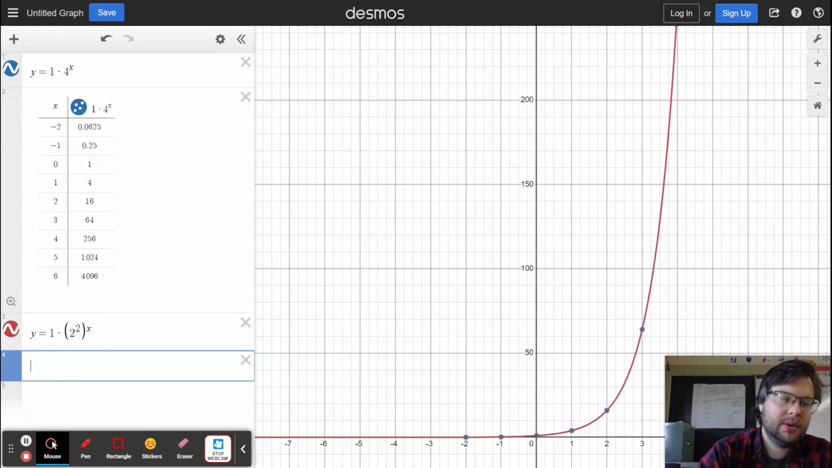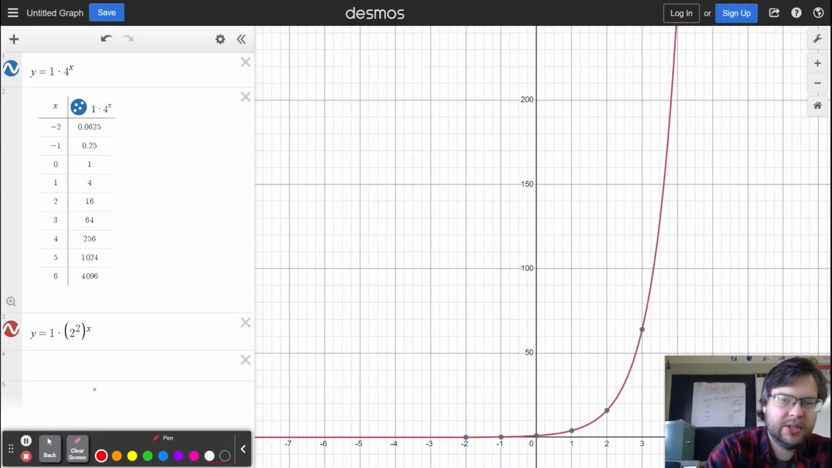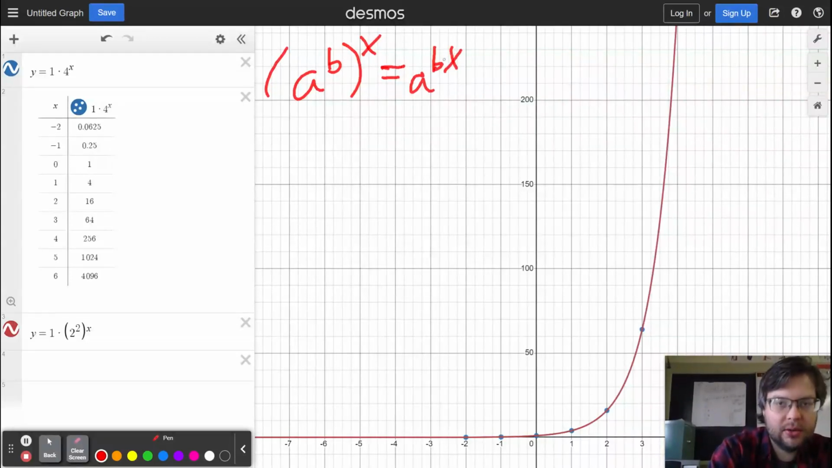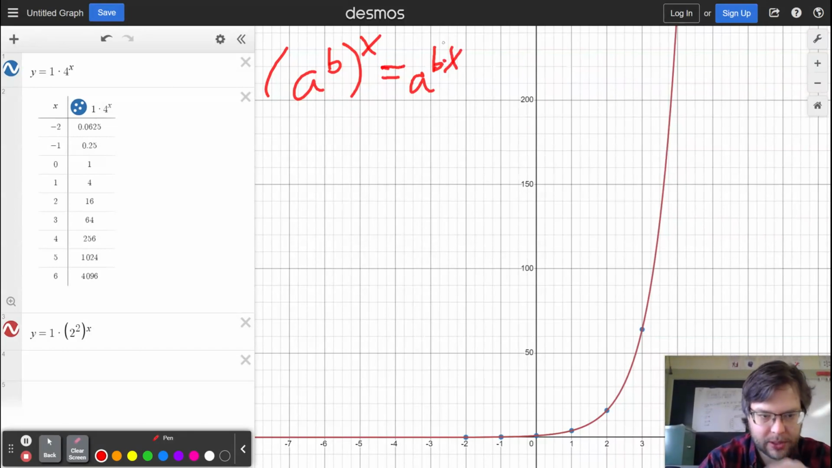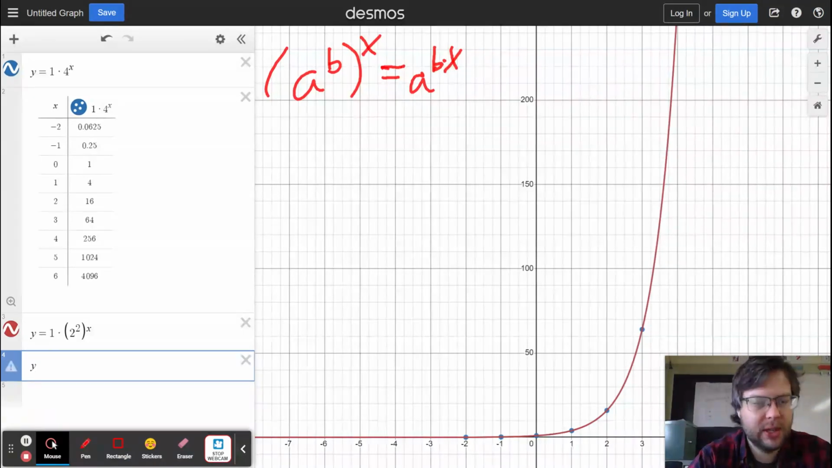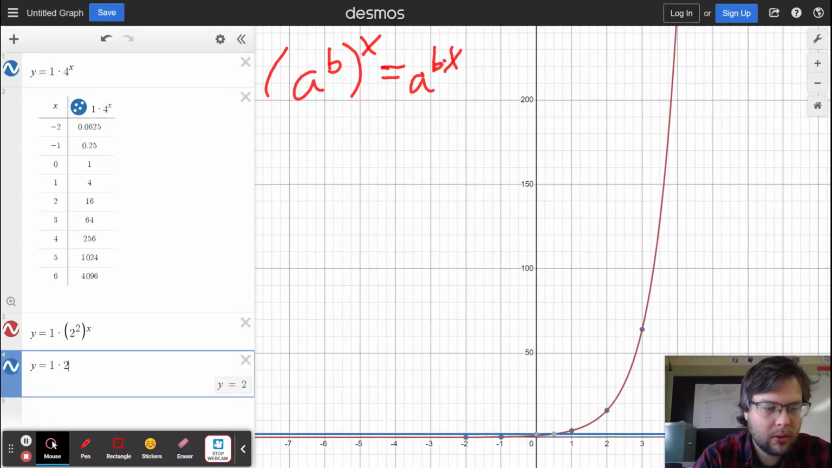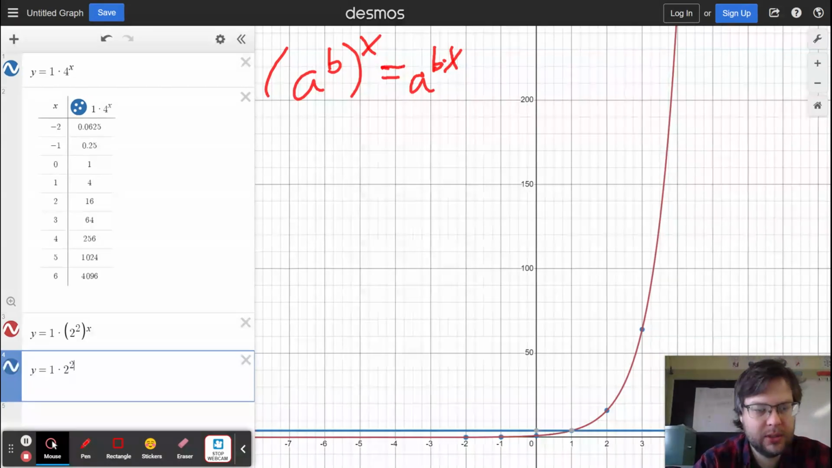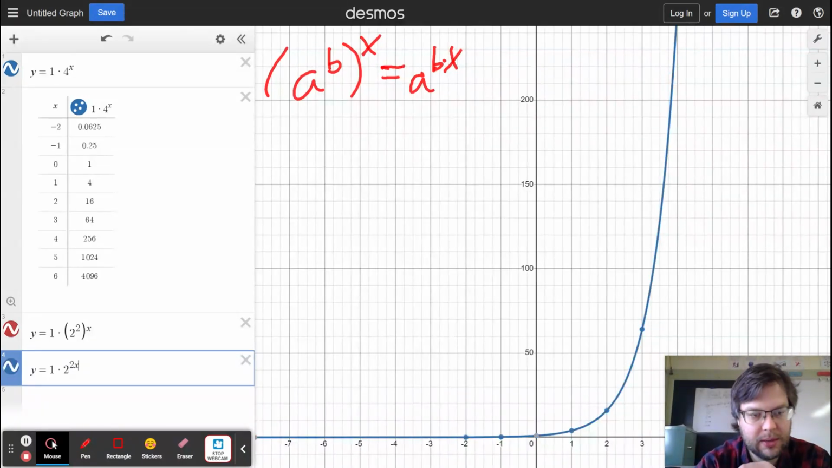But if you remember the exponent rule, if you have something raised to one power, inside parentheses, raised to another power, you can make that into multiplication up in the exponent. So I could take that equation that we just typed in, and I can write it as y equals 1 times 2 raised to, then I multiply the powers, 2x. And you can see that that's also the same.